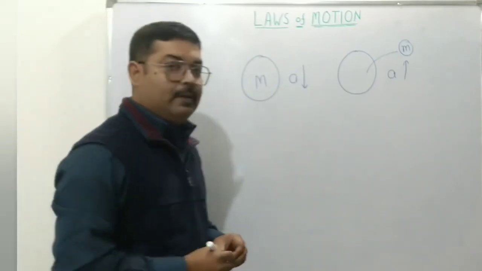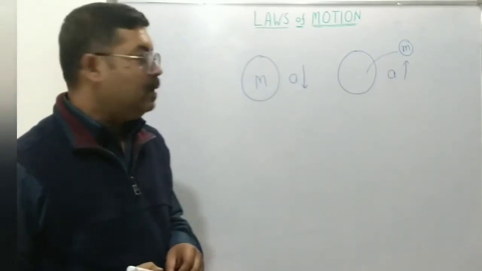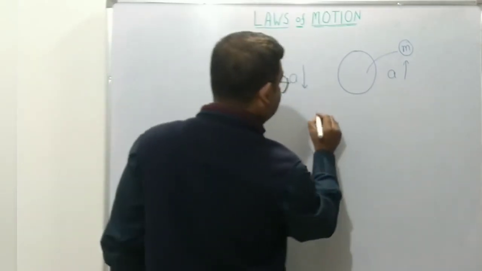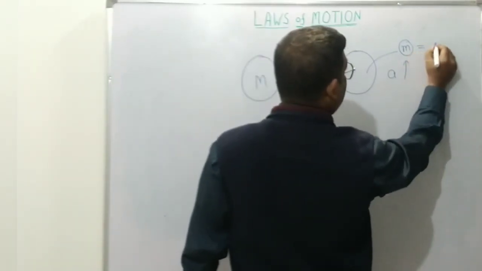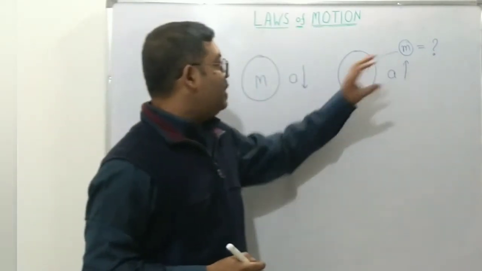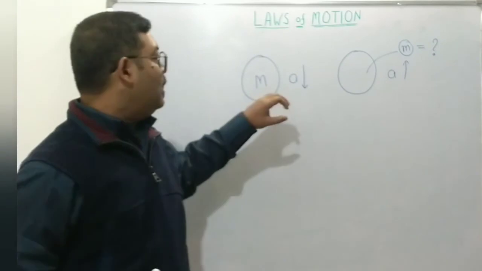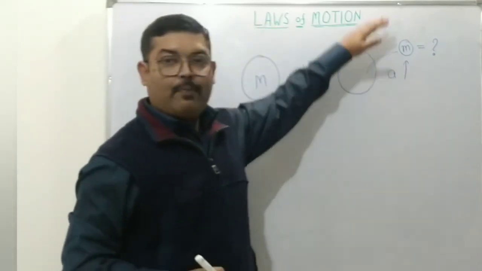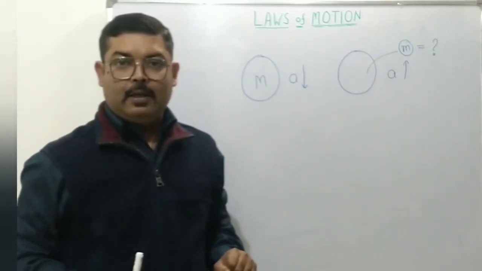We have to find the mass m. What is the value of the mass m? How much mass needs to be taken out of the balloon so that instead of accelerating downwards with an acceleration a, it starts accelerating upwards with the same acceleration a?